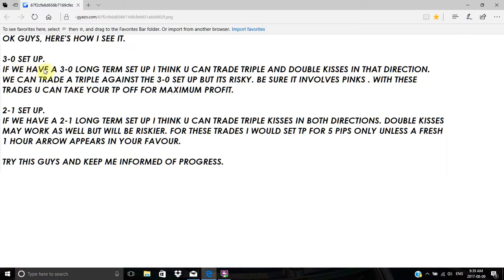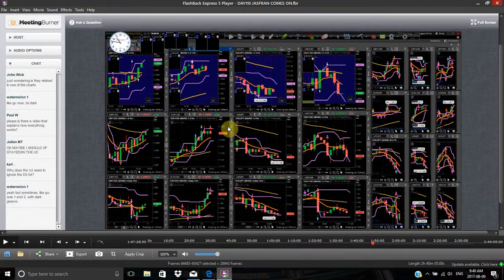If we have a 3-0 long term setup, you can take trades on triples and double kisses. So what the heck is a kiss, some of you may be asking. A kiss is simply when the arrow touches the BB bands.